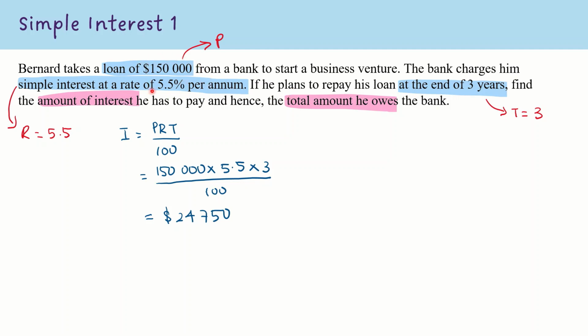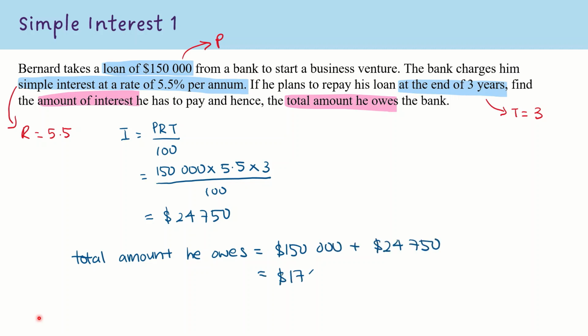Then to find out the total amount of money that he owes, that will include the principal amount that he borrowed at first, adding on the interest that we have. So therefore, the total amount of money that he owes will be 150,000 plus $24,750. Therefore, the answer would be $174,750.